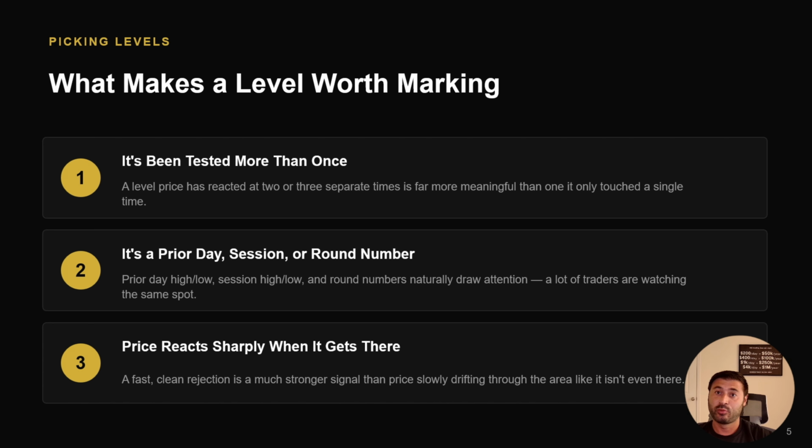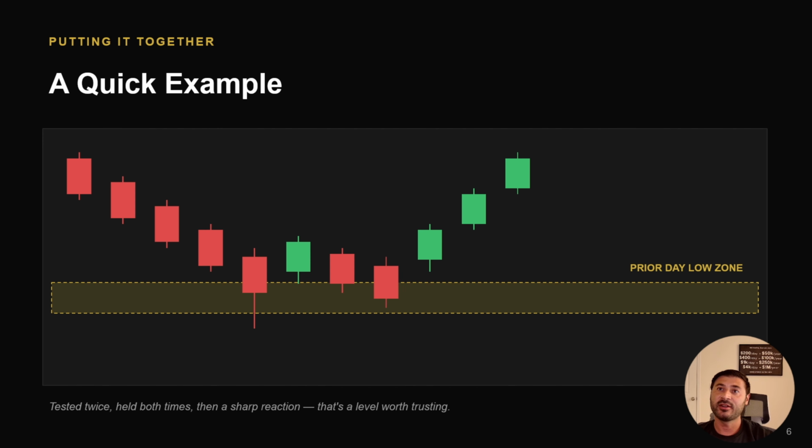Three is price reacts sharply when it gets there. So a fast, clean rejection tells you real size showed up and defended that price immediately. Price slowly drifting through that level tells you the opposite, right? It's basically showcasing nobody's really defending that level. So if a level checks two or three of these boxes, it's worth marking on your chart. If it only checks one or none, leave it off. It's just noise.